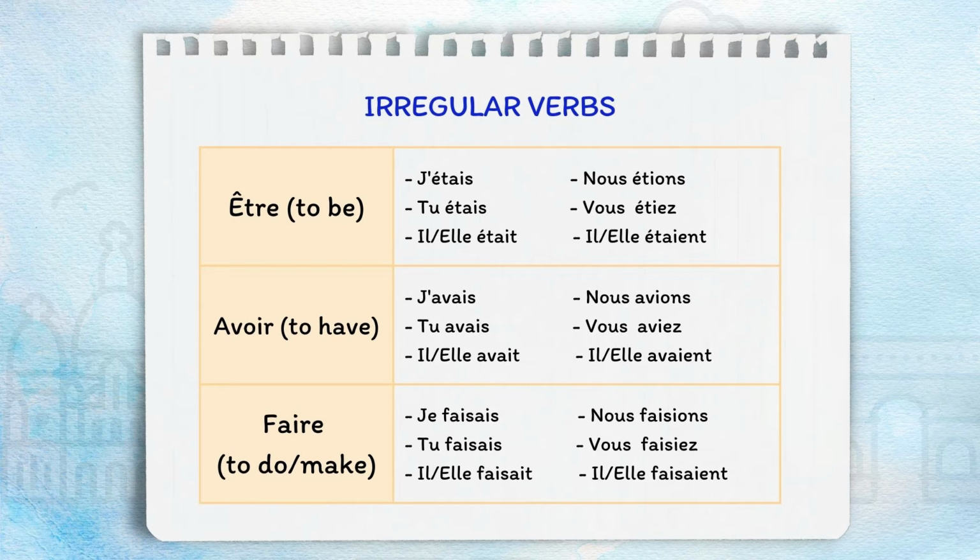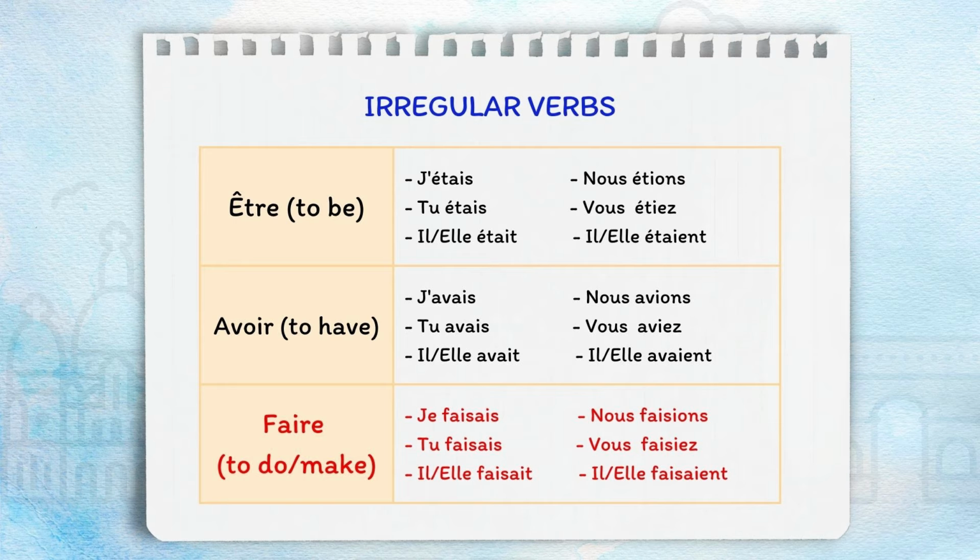Now, let's explore some irregular verbs in the imparfait tense. J'étais, tu étais, il, elle était, nous étions, vous étiez, ils, elles étaient. J'avais, tu avais, il, elle avait, nous avions, vous aviez, ils, elles avaient.